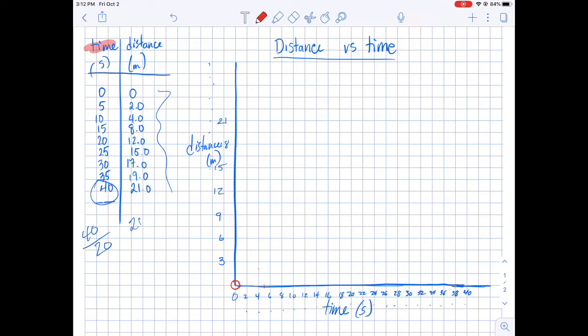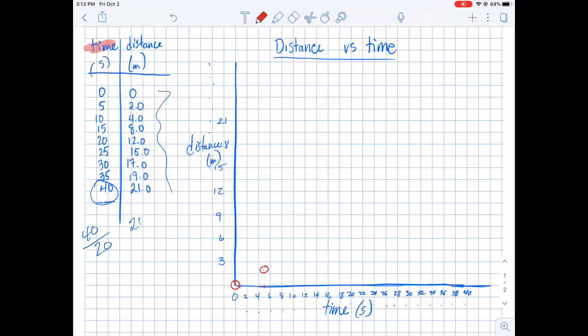And I need to make sure that it lines up. So I'm going to go there. Then my next is at 10 seconds, and at 10 seconds, it goes to 4. So this one's going to be about here, maybe a little bit more like that.